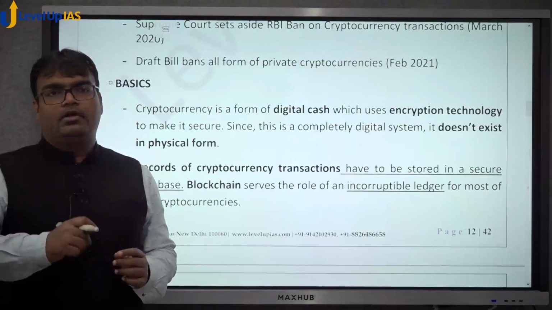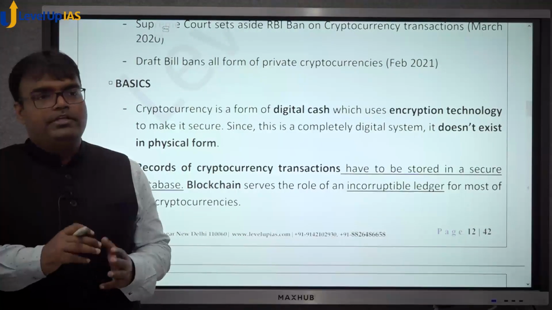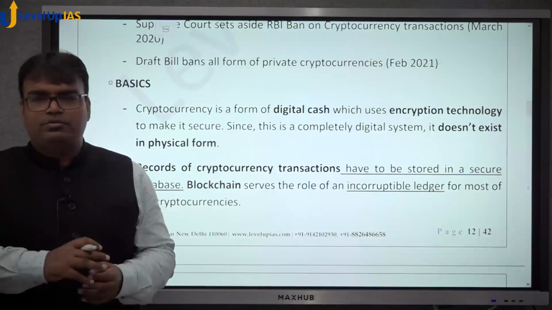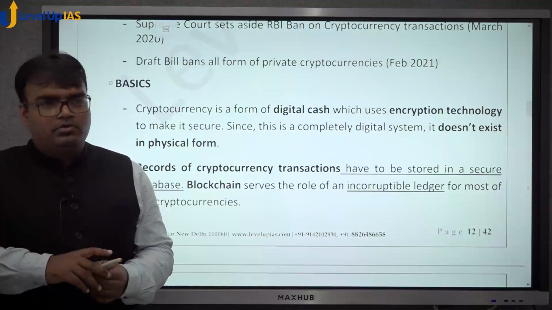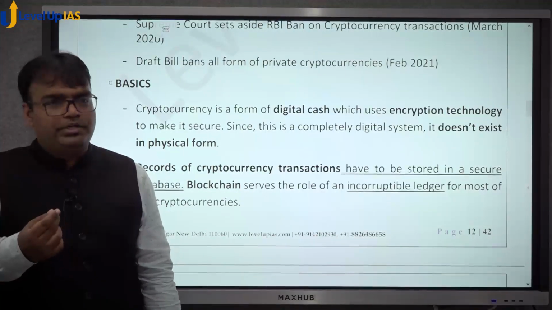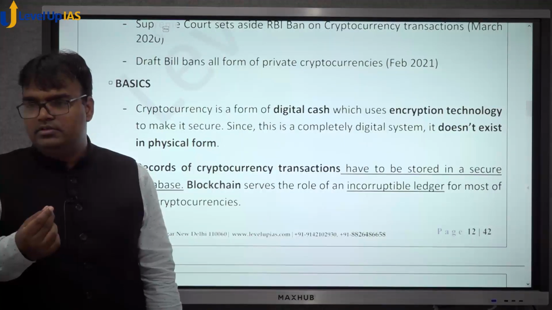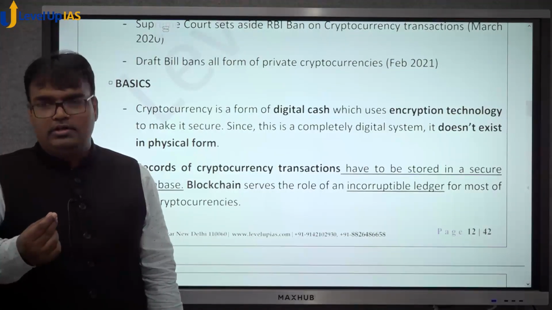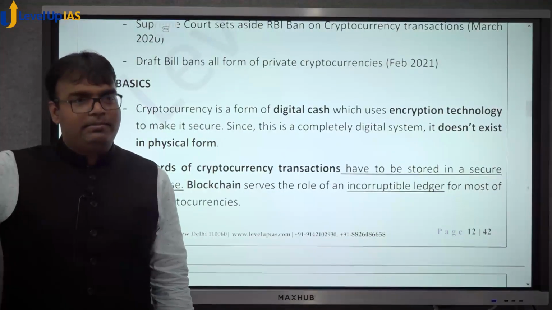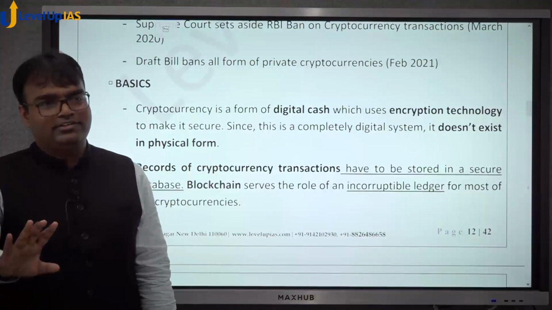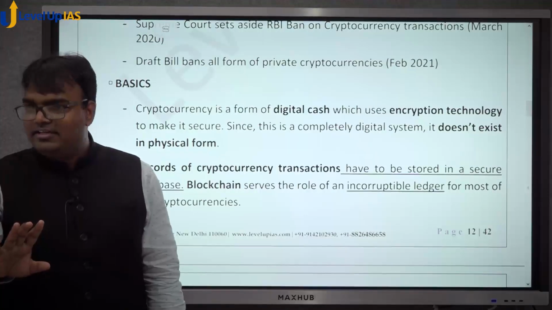Look, is rupee a cryptocurrency? Rupee is not a cryptocurrency because the rupee that exists, whether it is authentic or not, is ensured by the printing mechanism and all. It's not ensured by cryptography, right?